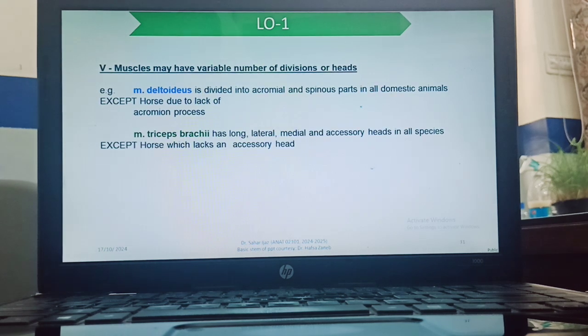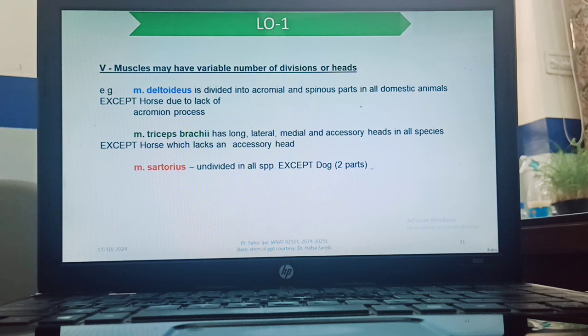Then the same muscle can have different divisions in different animals. Deltoideus has an acromial part and a spinous part in all the domestic animals, but in the horse, because the acromion process is not present on the scapula, the acromial part will be missing. Then the triceps brachii muscle has a long head, lateral head, medial head, and accessory head in all the domestic species, but in the horse there's no accessory head.